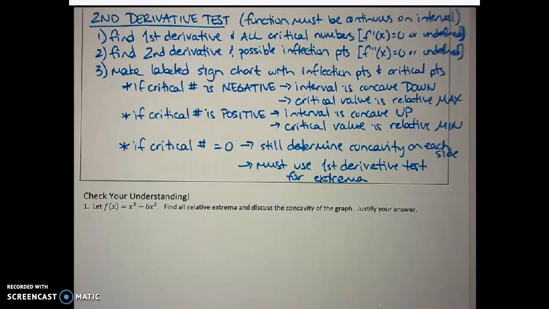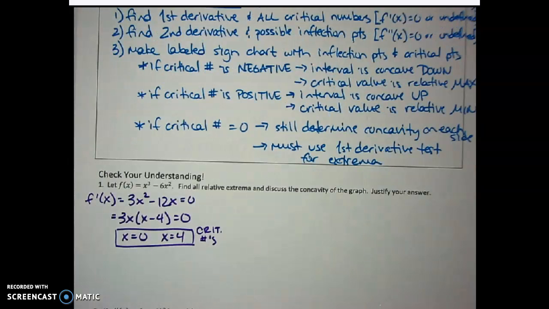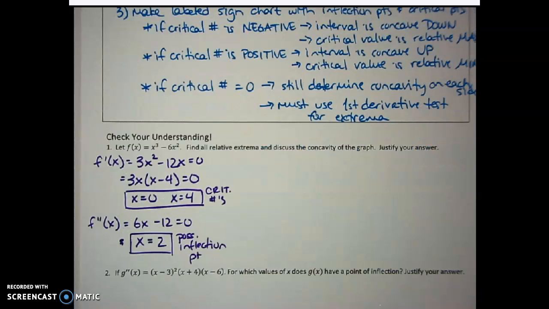Now let's use the second derivative test on this function in number 1 to find all relative extrema and to discuss the concavity of the graph. So I'd like you to go ahead and pause the video and at least do steps 1 and 2. Finding my first derivative, factoring it, and finding my critical numbers. I have my critical numbers are 0 and 4. Now my second derivative. Finding my second derivative and setting that equal to 0, a possible inflection point is positive 2.